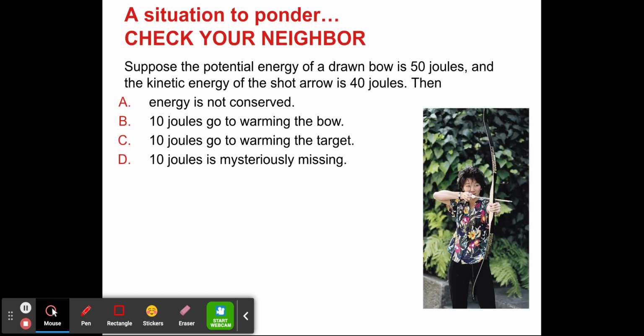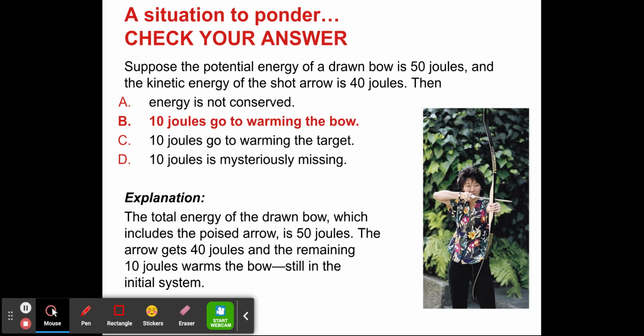Now, suppose the potential energy of the bow is 50 joules and the kinetic energy of the arrow is 10 joules. If the energy input is not the same as the energy output, then part of it, the remaining joules, goes to the warming of the surroundings. So some of it is transformed to heat, but it's never lost.